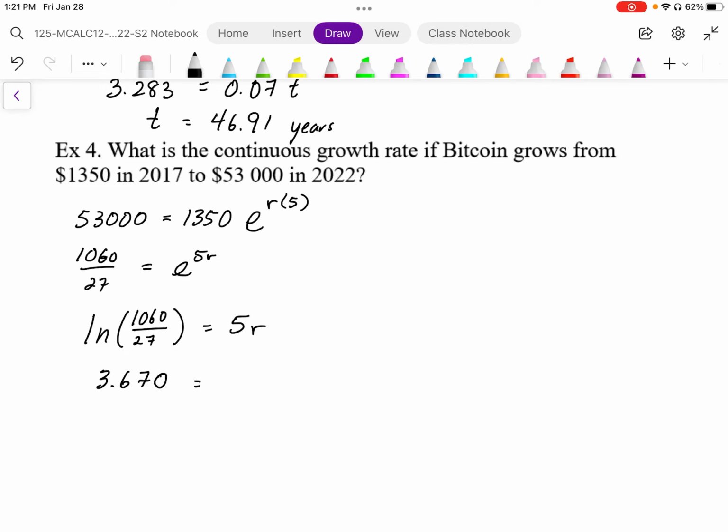So plugging this into my calculator, the log of that number is going to give me about 3.670. That's equal to 5 times my rate. So for the continuous rate of growth of Bitcoin, I divide that by 5. The continuous growth rate for Bitcoin ends up being about 73.4%, okay, which is a very large growth rate for an investment.